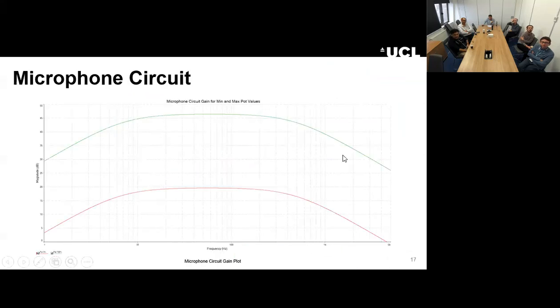And here is the gain of the op-amp circuits. The green one, the one on top, is the gain with a frequency sweep when the potentiometer is set at 100%, and the red curve is the gain again when the potentiometer is low, at 5%. So we have adjustable gain between 15 and 50 dB roughly.